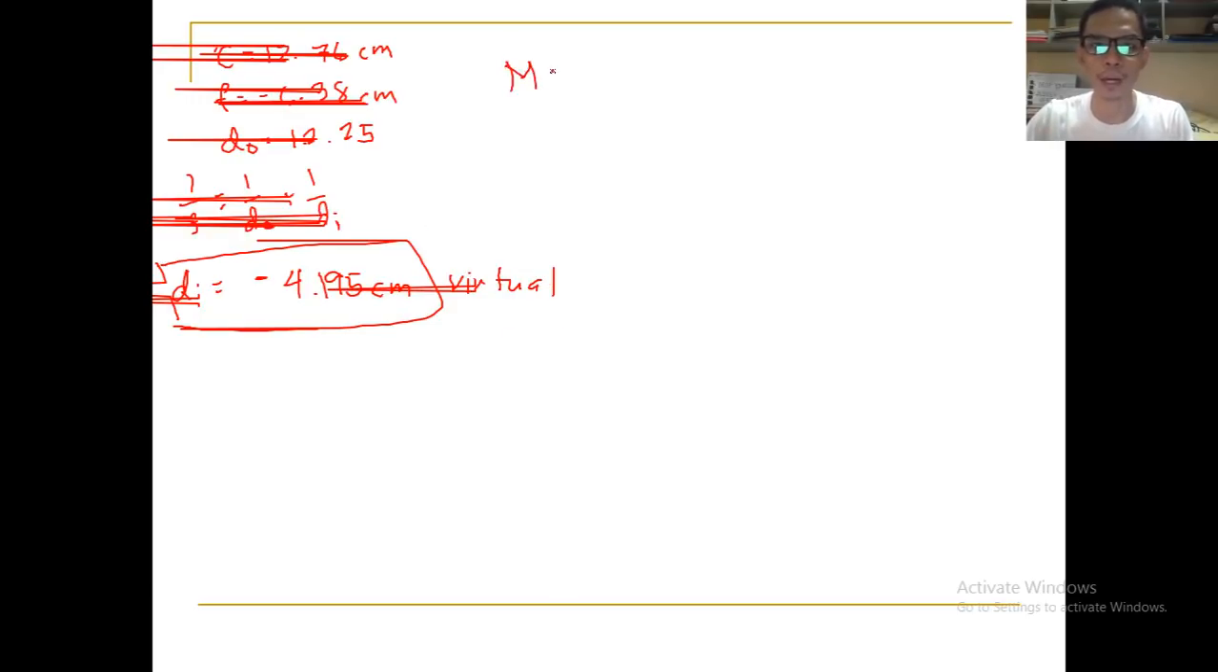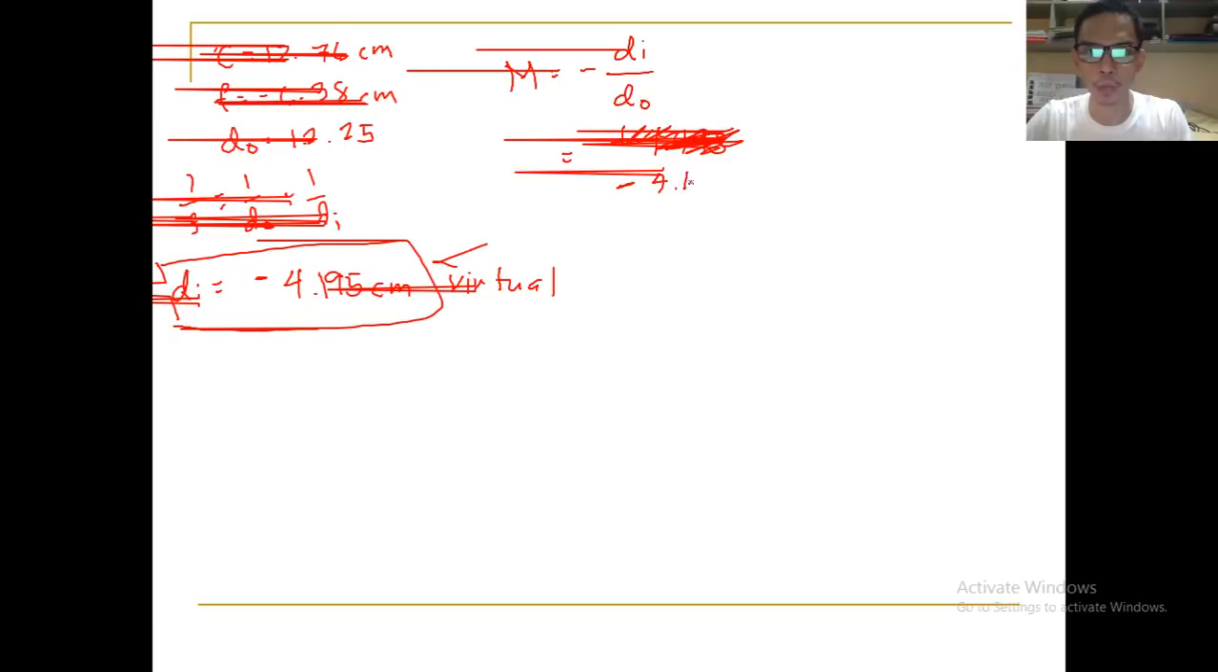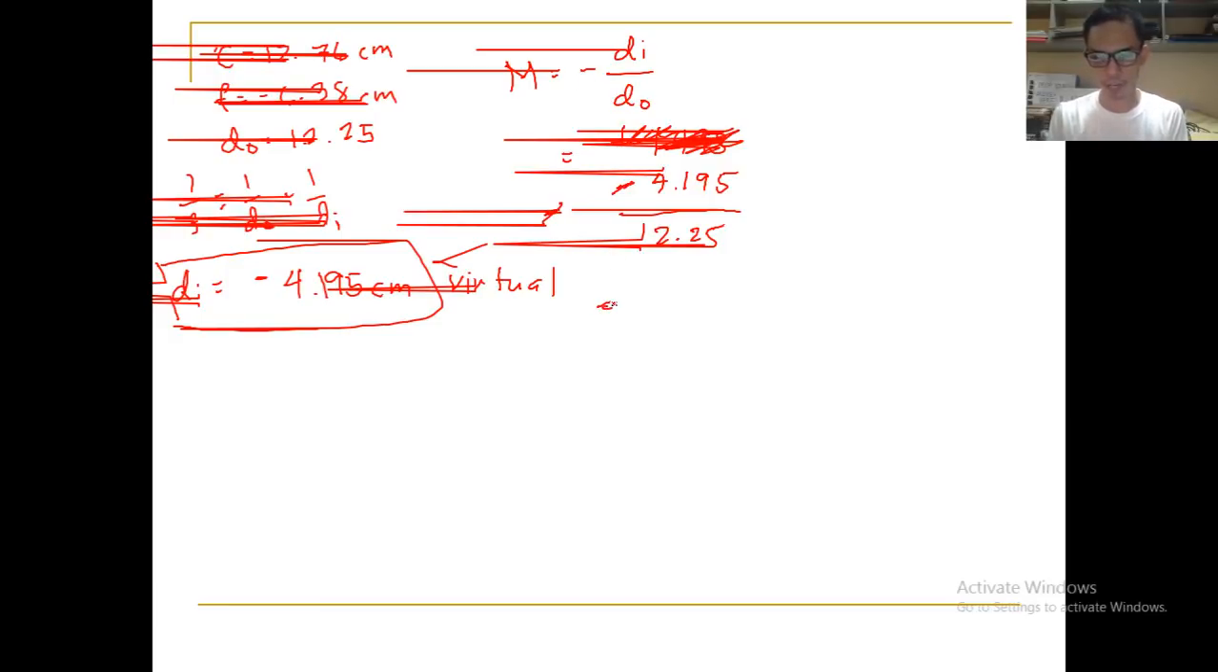Next, we compute for the magnification. The magnification is d sub I over d sub o. We already got the d sub I, so it will become negative 4.195. Let me rewrite it one more time because my drawing pad is not working perfectly. Negative 4.195 over, what is the distance of the object? We have negative 12.25. We cancel the two negatives in the equation. So 4.195 over 12.25 will be 0.34. The magnification is a positive value.